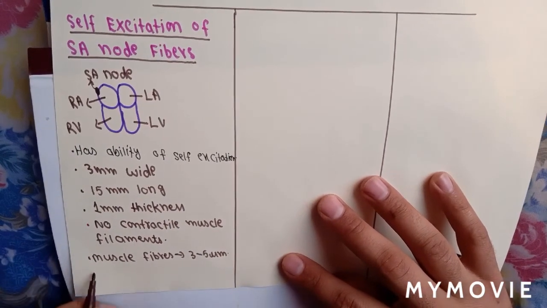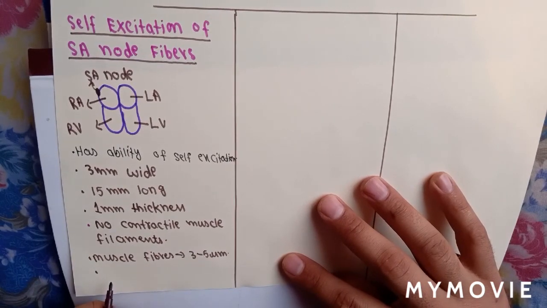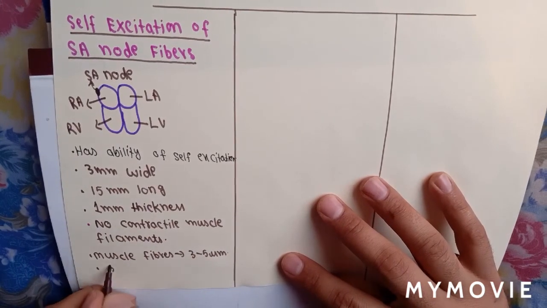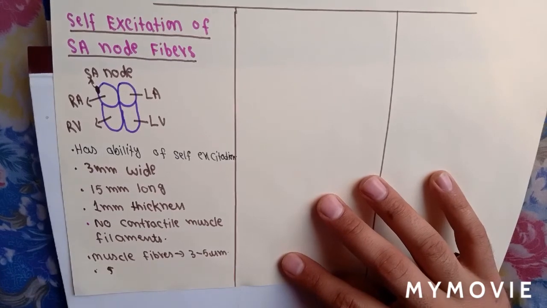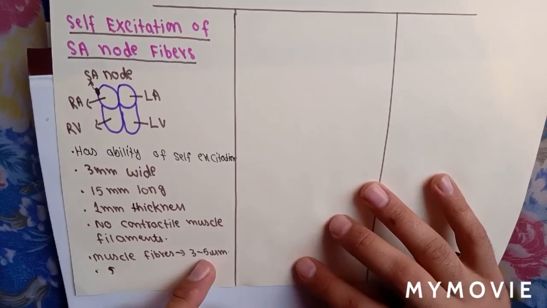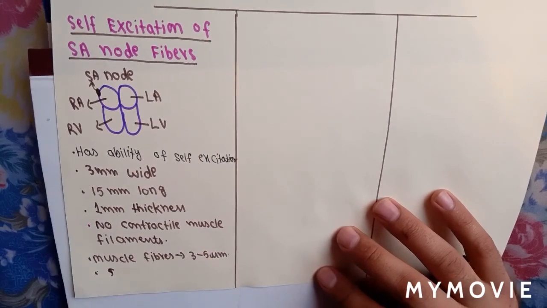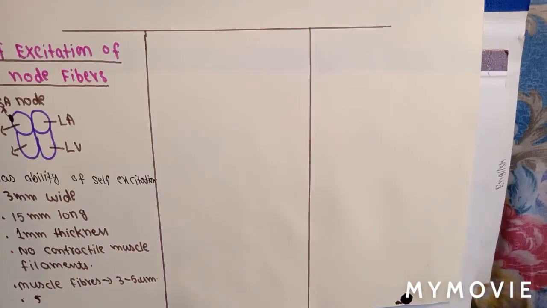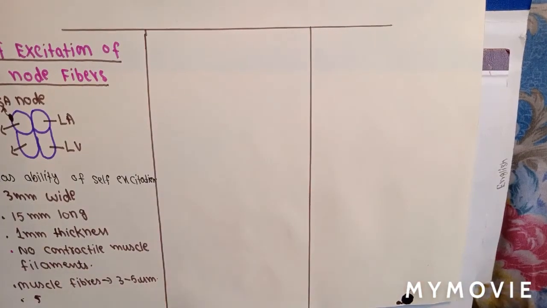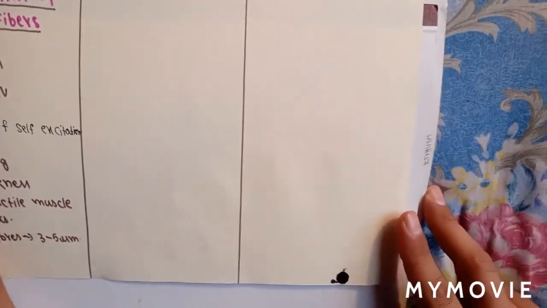As we know, the muscle fiber diameter of atria is about 5 to 15 micrometer, which is greater than this. So this is the diameter of the muscle fiber of a SA node, which is small as compared to the atrial muscle fiber diameter. Now, what is the mechanism of SA node rhythmicity? How does rhythmic excitation occur in this SA node?